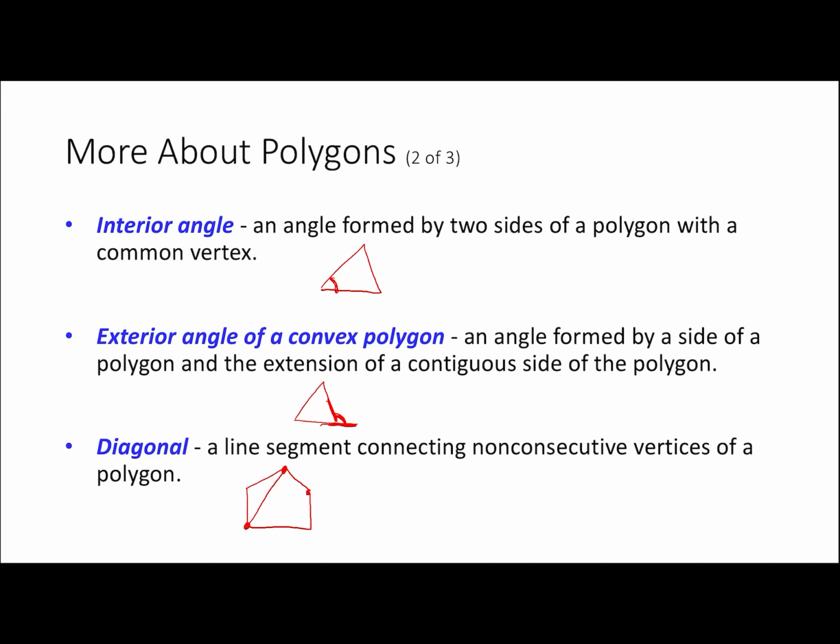But you could also have a diagonal from those 2 points, and a diagonal from this point to that point, and from this point to that point, and even a diagonal from those 2 points. So you can have multiple diagonals. It's any segments connecting non-consecutive vertices. Those are going to be inside our polygon, because we're primarily going to be talking about a convex polygon when we talk about diagonals.